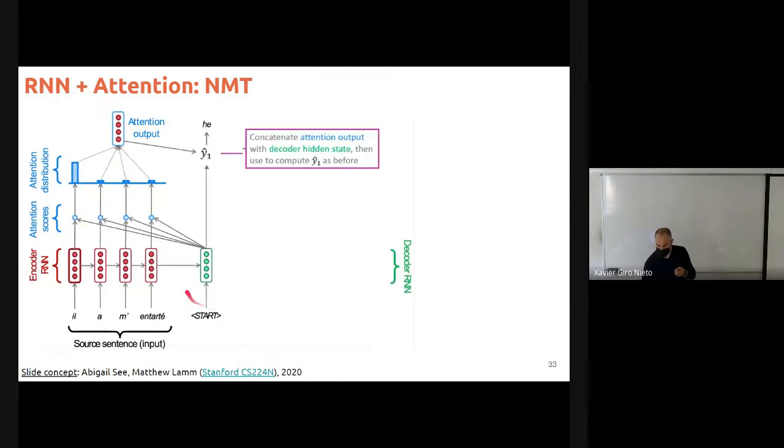Based on that, we take this vector. You can think of it as the same as the hidden state of the vanilla RNN. We combine it with the state of the RNN, I think we can concatenate them, and on top we can train a softmax layer that in the end will predict the word. In this case, it predicts he, which makes sense in this example because most of the attention was on the first token, which refers to il. Probably all of you know that that's he in French.